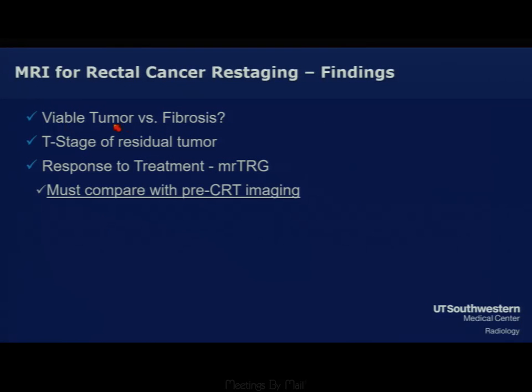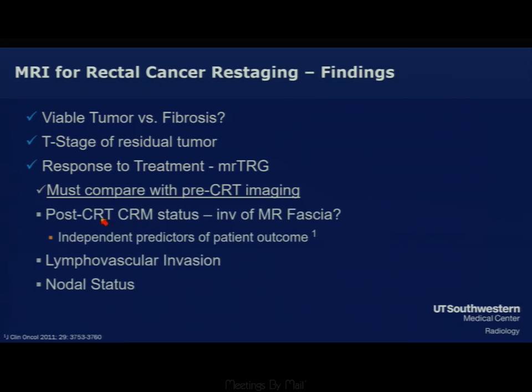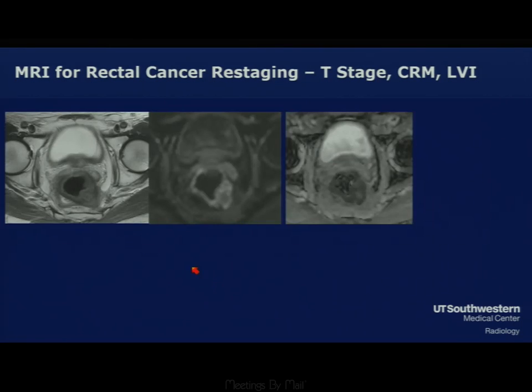All right, so we talked about viable tumor, T-stage, we gave the MR-TRG, and now we talk about the CRM status, because this is also an independent predictor of patient outcomes, and then we'll talk about lymphovascular invasion and nodal status. So this patient here has a large amount of residual viable tumor. You can see it well on the diffusion-weighted images. It's involving the mesorectal fascia, so the positive CRM.